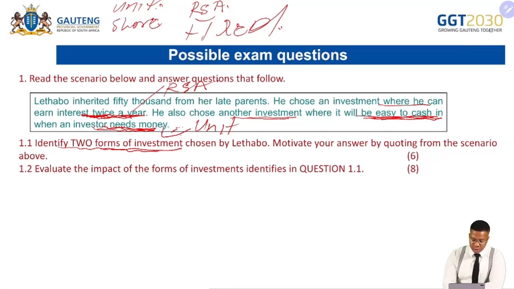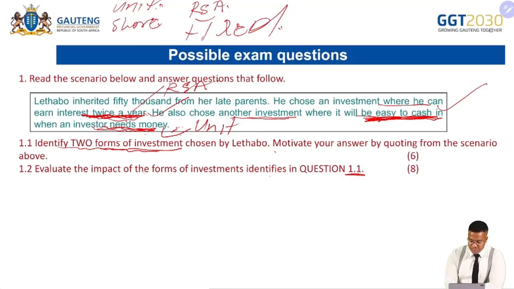So 1.2, evaluate the impact. This allows for a follow-on question that I talked about. What is the impact of the various forms of investments identified in 1.1? So here we are saying, explain the impact of the forms of investments that were identified. And what is critical here is that when an impact was used in a scenario, for instance, the positive is that with a unit trust, it is easy to cash in. Another positive for RSA retail savings bond is that interest is earned twice a year. So this makes it a mark. A mark for motivation.